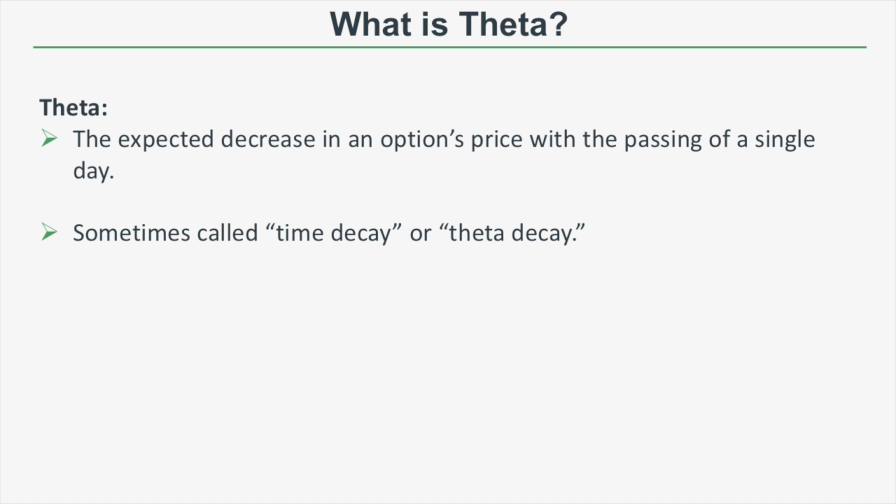So what is an options theta? Well, theta is the expected decrease in an options price with the passing of a single day. Now, this is sometimes called time decay or theta decay, but all we need to know for now is that option prices decrease over time, and theta is the option Greek that estimates how much the options price will decrease by with the passing of one day.